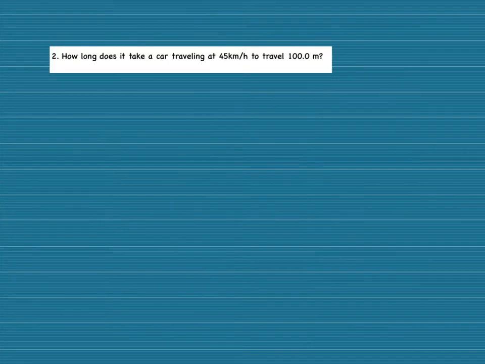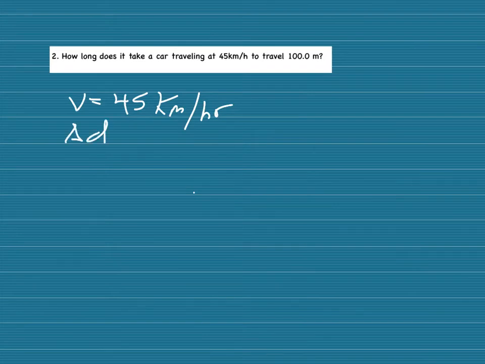Alright, the next one says, how long does it take a car traveling at 45 kilometers per hour to travel 100 meters? Alright, so I'm going to write down my givens first. Car traveling at 45 kilometers per hour. That's going to be my velocity. And my change in displacement, if you notice, it didn't give me 2. It just gave me one number, so that's telling me what my displacement is.